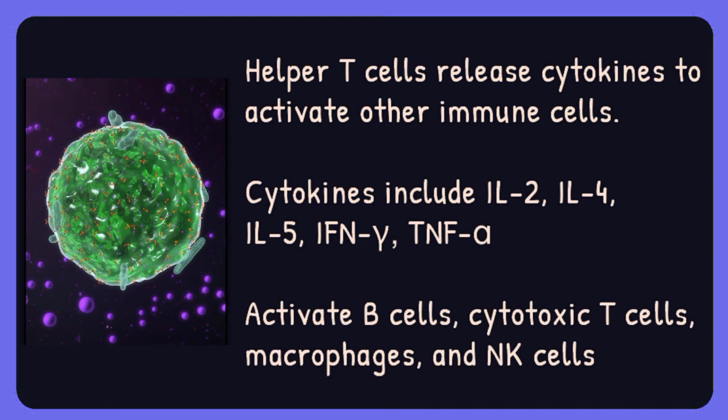Helper T cells are like the coordinators of the immune system. They release cytokines such as IL-2, IL-4, IL-5, IFN gamma, and TNF-alpha to rally other immune cells. These signals help B cells, cytotoxic T cells, macrophages, and NK cells get activated and join the fight against invaders.